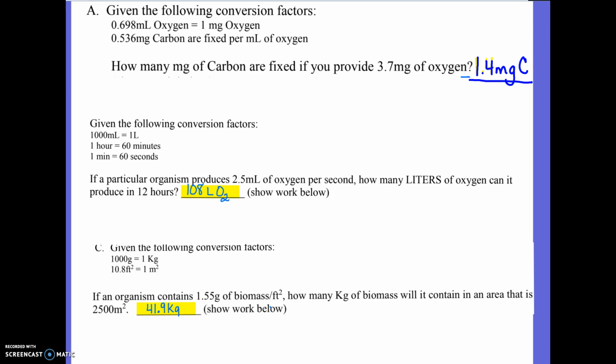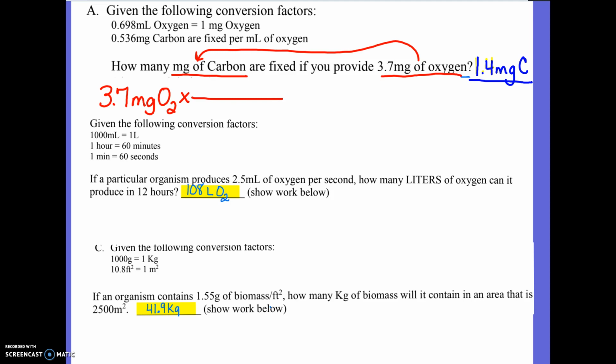So question 1, they give you some conversion factors, and they ask how many milligrams of carbon are fixed if you provide 3.7 milligrams of oxygen. So we are going from milligrams of oxygen, that is our starting point, and we need to get to milligrams of carbon. So if we look at our conversion factors, we are always going to start by writing the one piece of information we were given. Our starting point is going to be, in this case, 3.7 milligrams of oxygen.